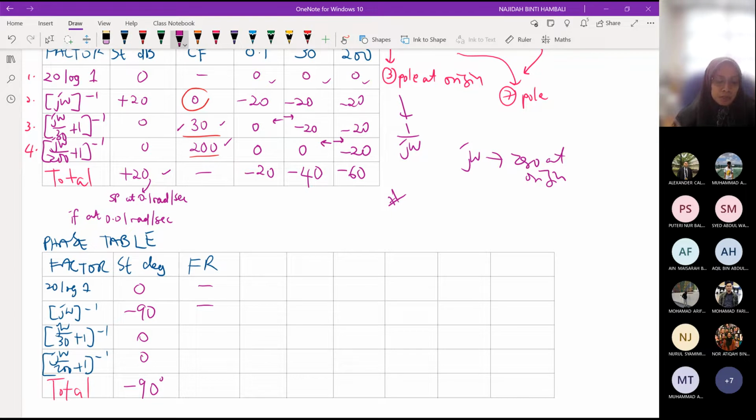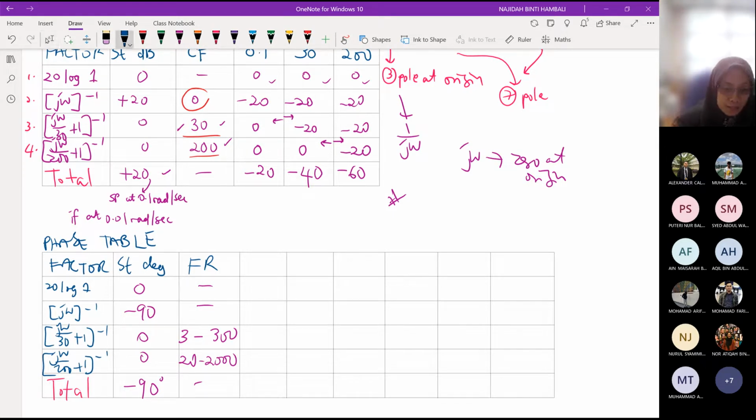So, what is the frequency range for cutoff frequency 30? What is the frequency range? 30 divided by 10 is 3, and 30 times 10 is 300. So 3 to 300. Next, for 200. Correct? Okay. Any question on frequency range? It has no total.